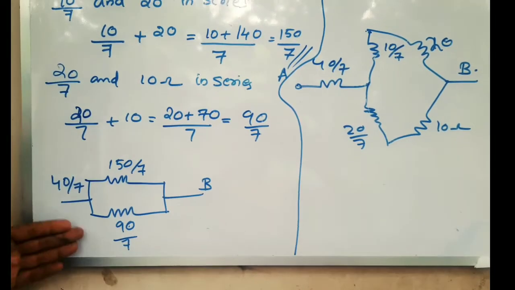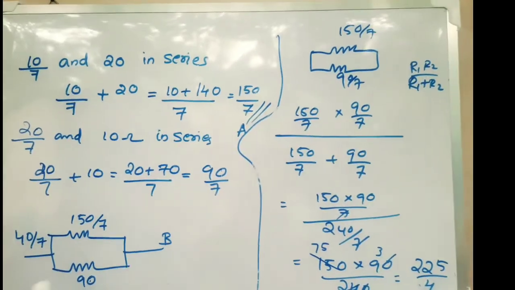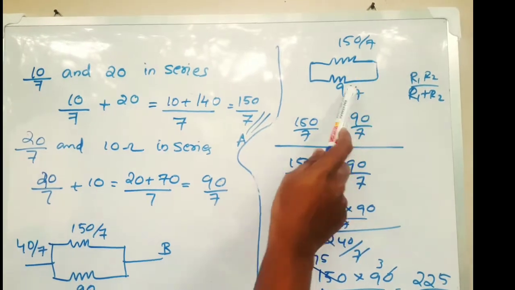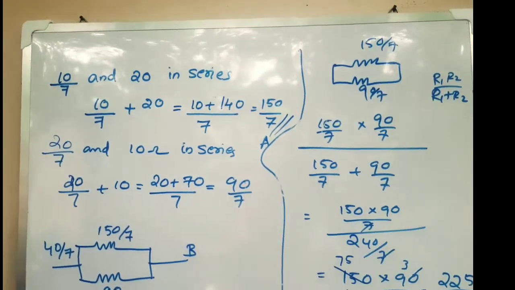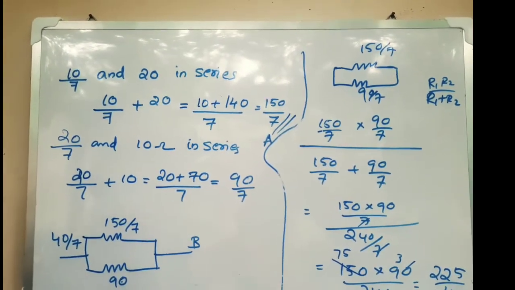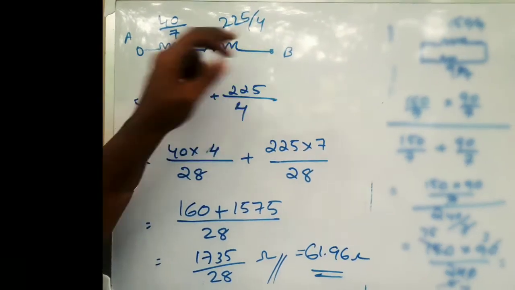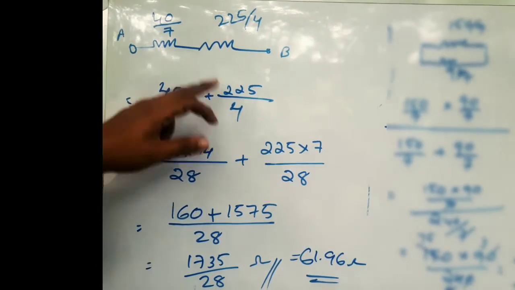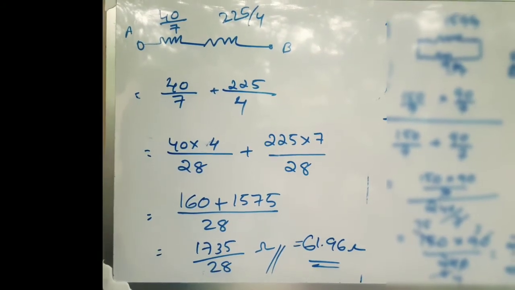So the next figure we got is like this. 150 by 7 ohm and 90 by 7 ohm are connected in parallel. So calculating the equivalent resistance by using the equation R1 R2 divided by R1 plus R2, the product comes in the numerator and the sum comes in the denominator. After calculation, we get the answer as 225 divided by 4 ohm. Finally, 225 by 4 ohm comes in series with the resistance 40 by 7 ohm. So we can add them together and we get final answer as 61.96 ohm.